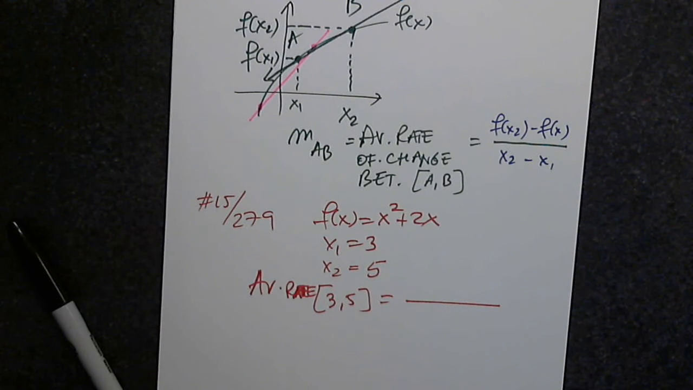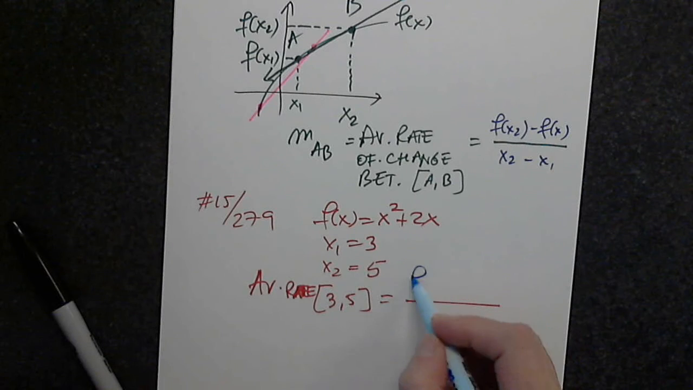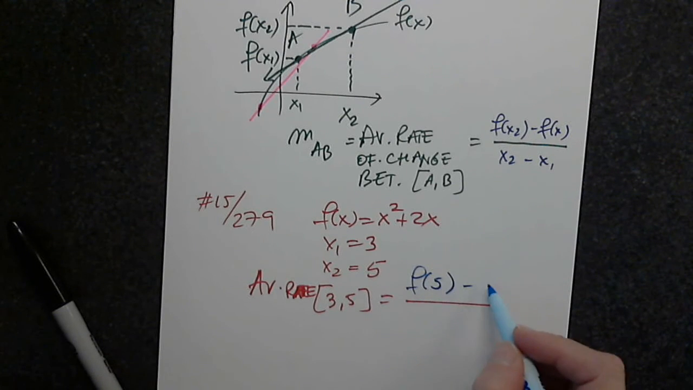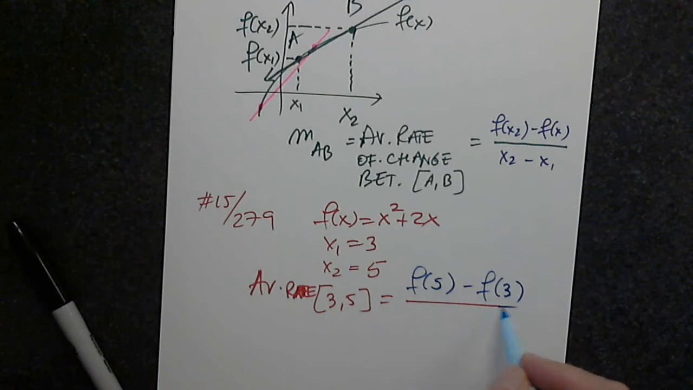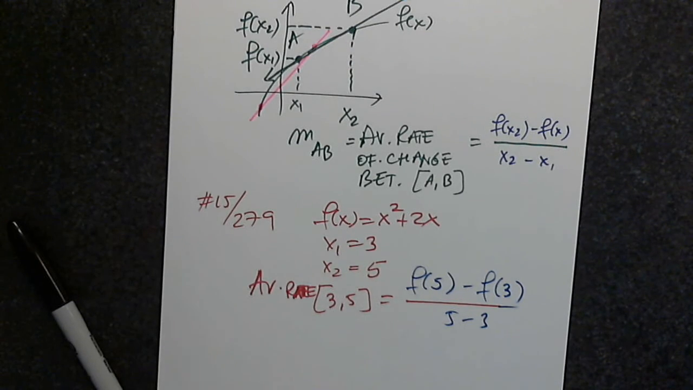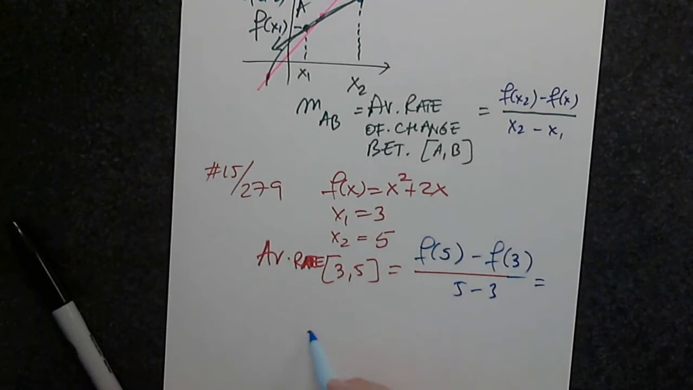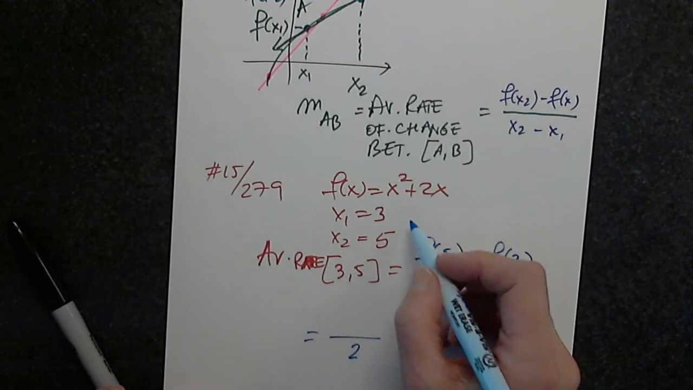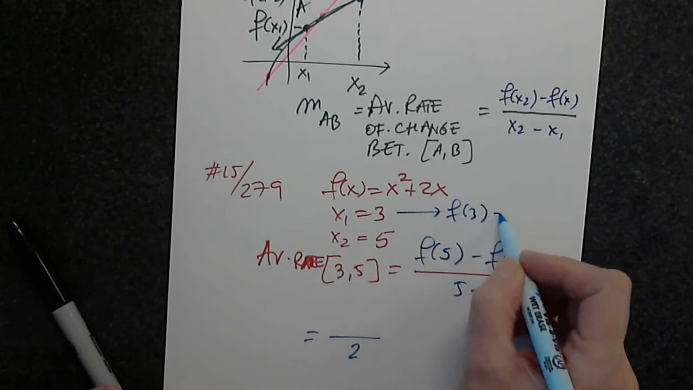Anyone? f of 5 minus f of 3. Very good. Over 5 minus 3. Very good. Obviously, all we have to do is just plug it in. So the denominator obviously is 2. What about the numerator? Can anyone give us f of 5 and then f of 3?